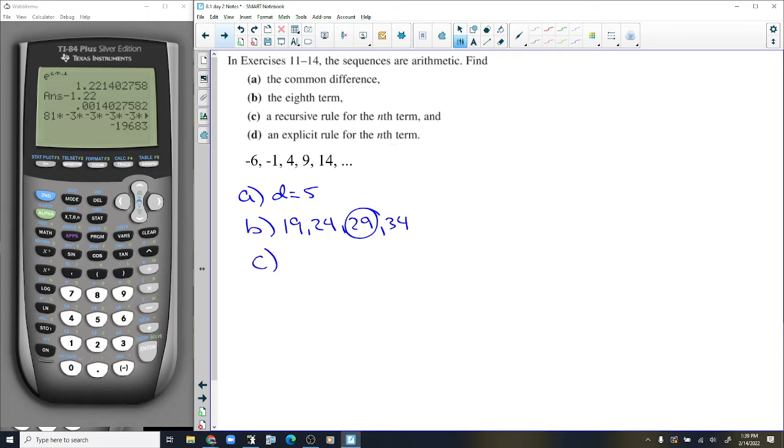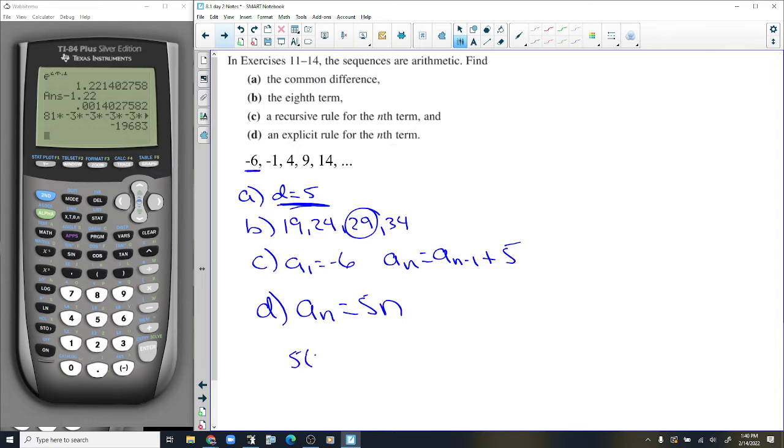C, recursive rule, a sub 1 is negative 6, and then a sub n equals a sub n minus 1 plus 5. So there's the recursive rule, and then the explicit rule, a sub n equals, the slope is 5, but I need negative 6 when I plug 1 in. So I need 5 times 1, plus something to equal negative 6. So it's really negative 11, because I need to get that first term.